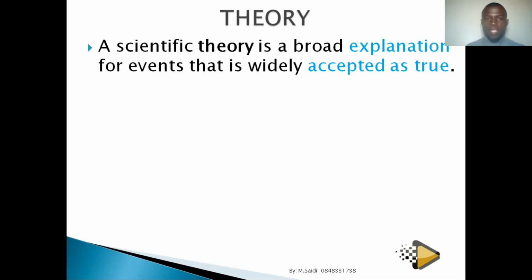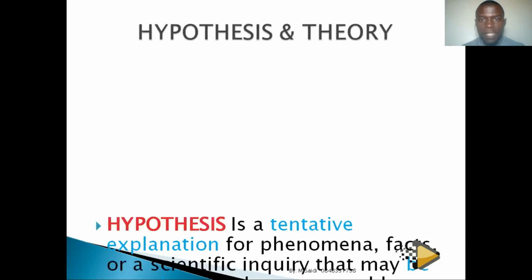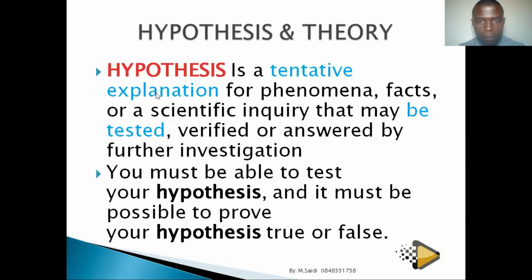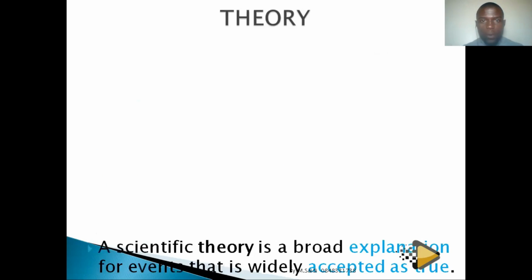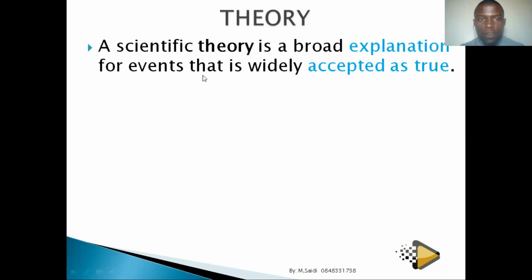Remember, I said that a hypothesis is just a tentative explanation, while a theory is an explanation for events that is widely accepted. So the other one is just tentative. But after proving it right, true, correct, it becomes what you call a theory, an explanation which is accepted. This must be accepted widely.